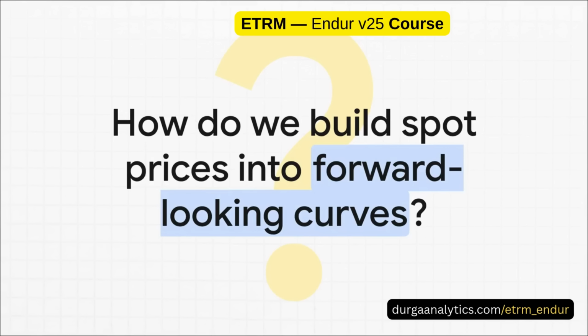And that leads us perfectly to the next logical question, right? We've mastered today's price, the historical spot price, but trading happens in the future. So how do we take these anchor points, these indices, and use them to build forward-looking curves to price deals months or even years from now? Well, that is exactly what we are going to tackle in our next chapter, where we'll dive deep into volatility, curves, and seasonality.